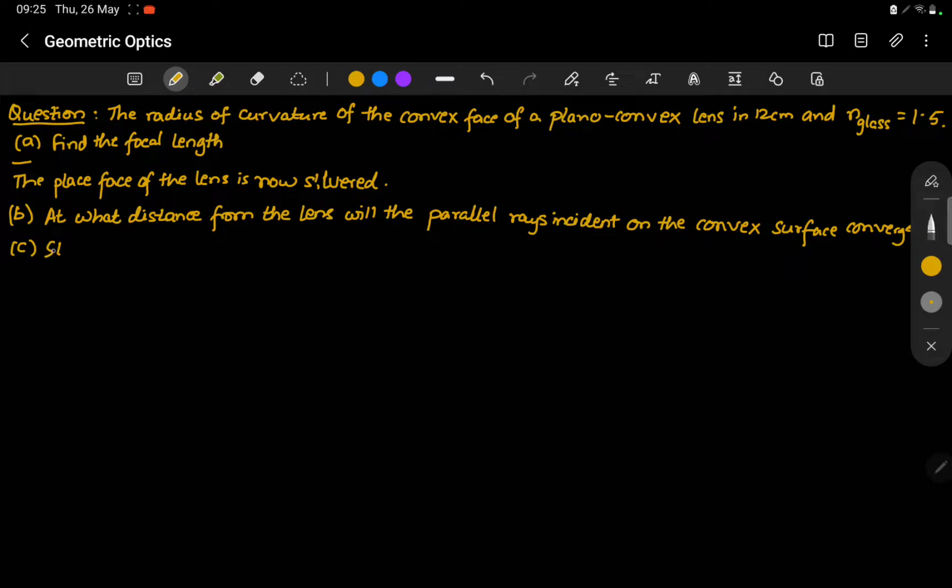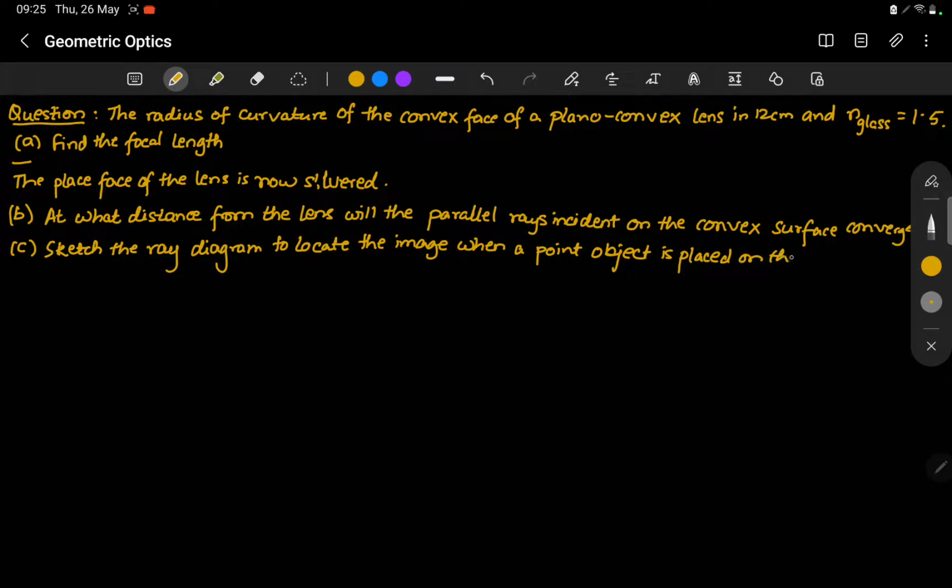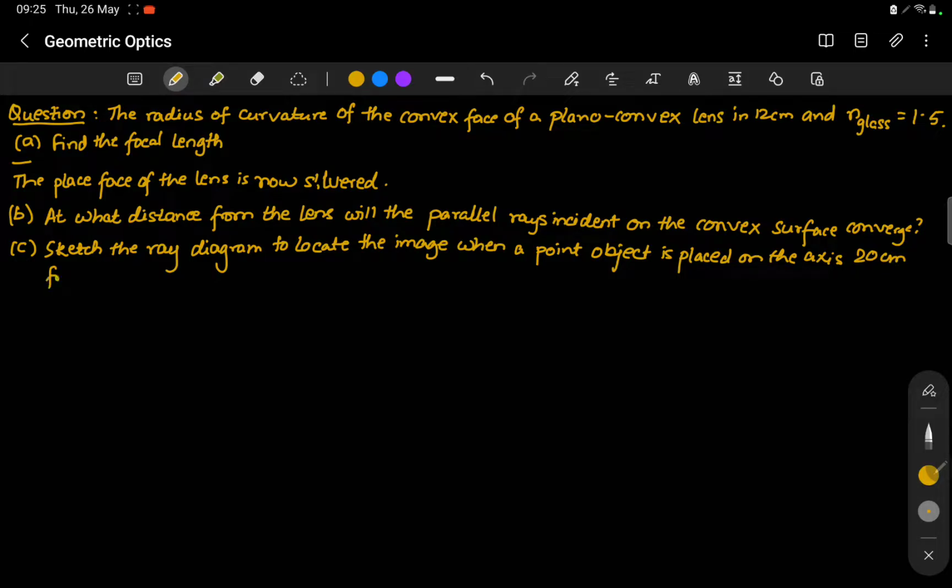The next part is sketch the ray diagram to locate the image when a point object is placed on the axis 20 centimeters from the lens. The last part is calculate the image distance for part C.